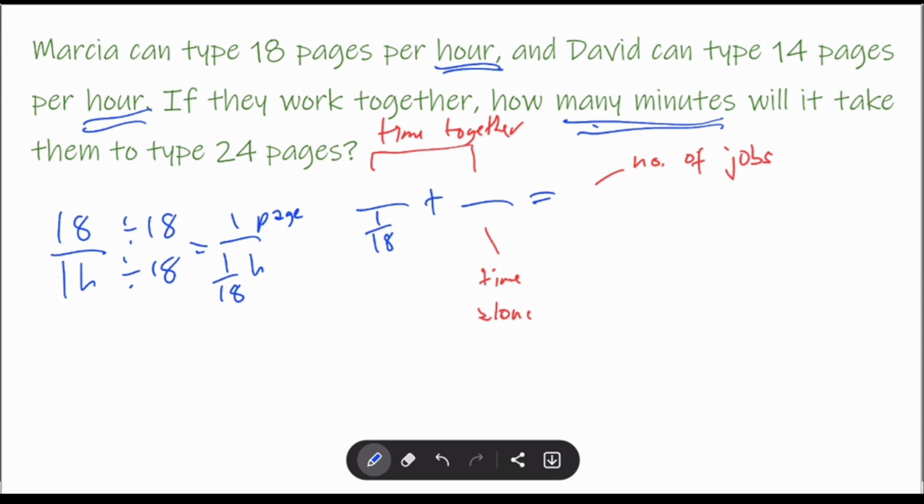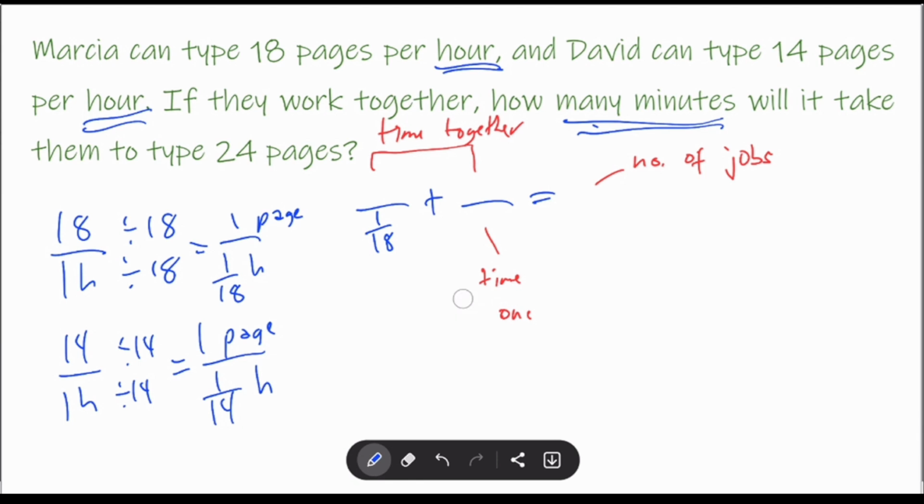And for David, David does 14 pages for every 1 hour. So if you divide it by 14, you will know how long it takes for him to do one page. One page takes him 1 over 14 hours. So 1/14 of an hour.